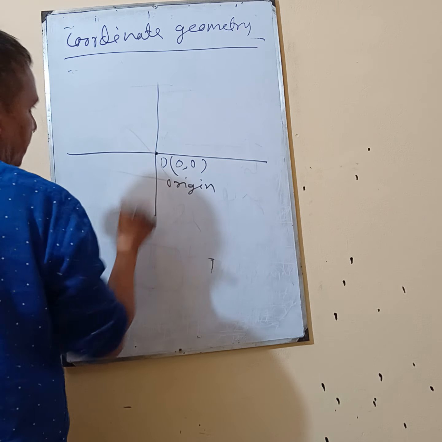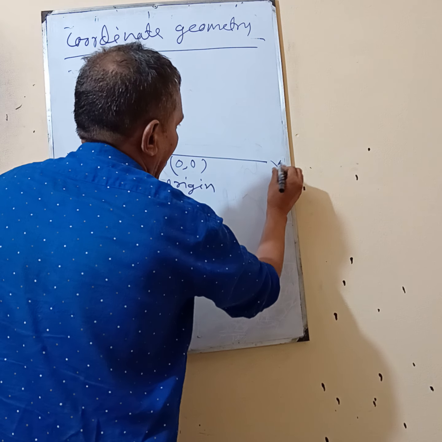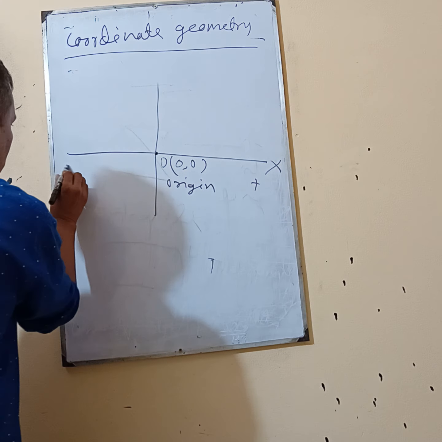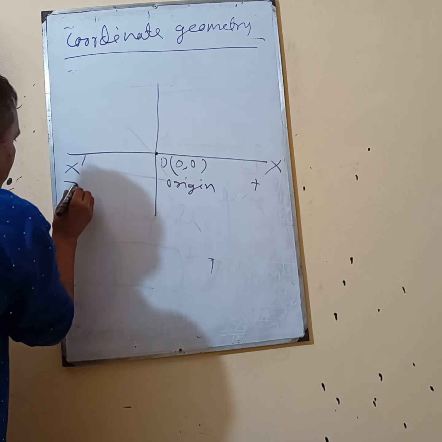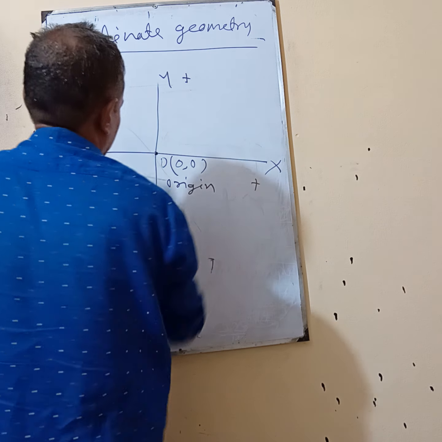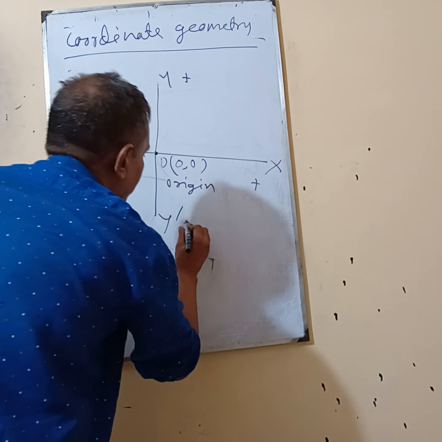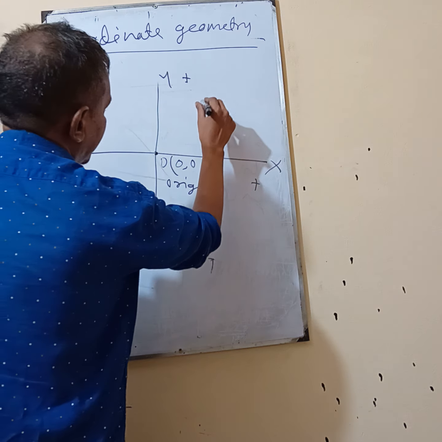O, this point. And there, O to X is positive. O to X hash is negative. O to Y is positive. O to Y hash is negative. Now I have to calculate this point.